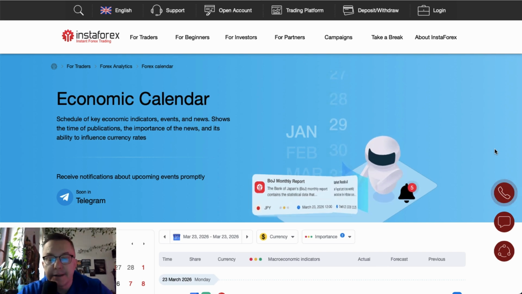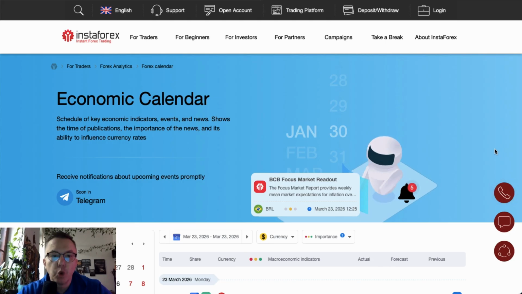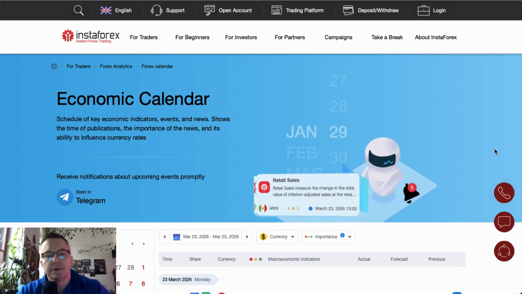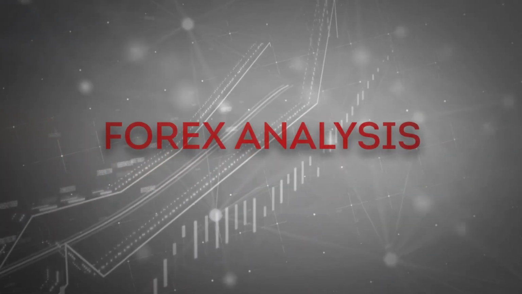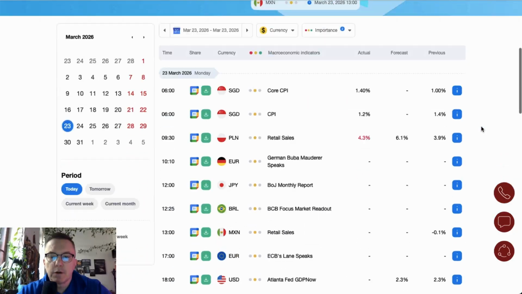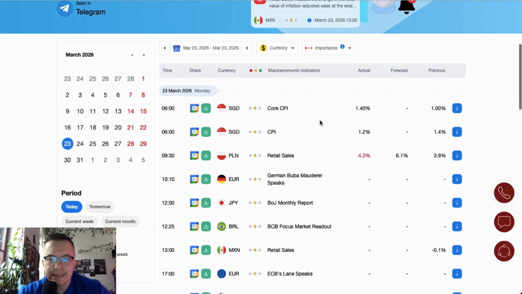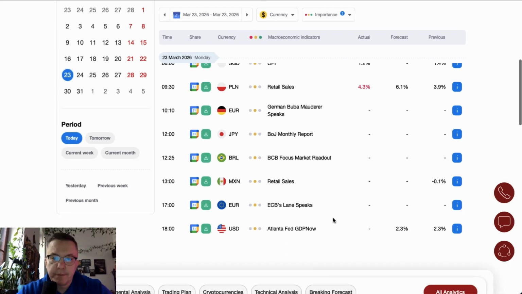Today is Monday, March 23rd, 2026. Let's take a look at the economic calendar for today. So what do we have here? Basically the Asian session was a non-event. We got the retail sales data in Poland below the forecast, but better than the previous ones. But it's only Poland, you know.